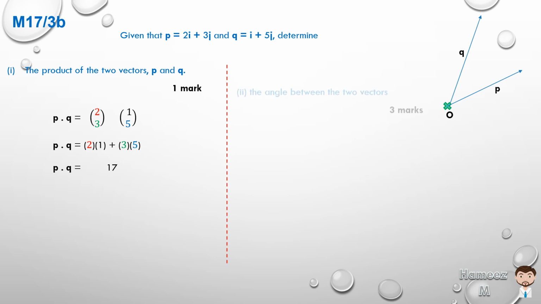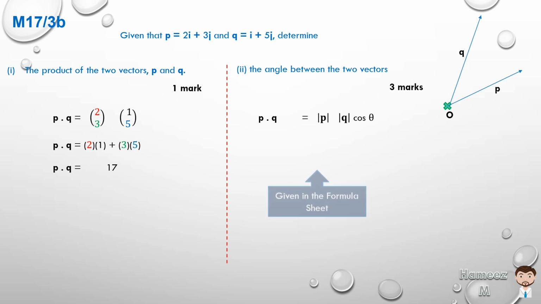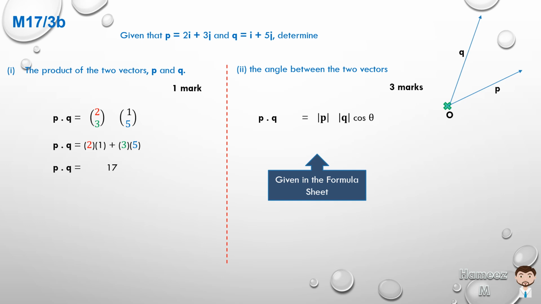Part 2. The angle between the two vectors. So if we're using p dot q is equal to mod p, mod q cos theta, where mod or modulus of p and q are the lengths. Remember, this is a formula given in the formula sheet. Then in order to work out the angle theta, we must know everything else. We know p dot q is equal to 17. We worked that out already in the first part. But we don't know the lengths of p and the lengths of q.